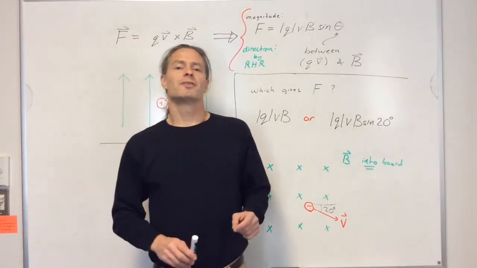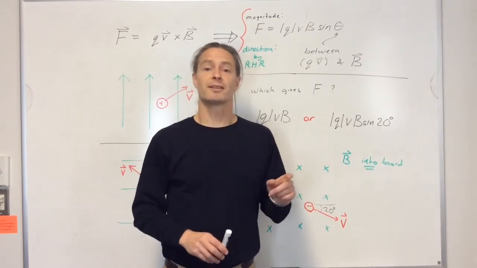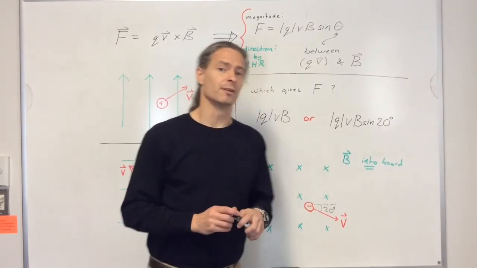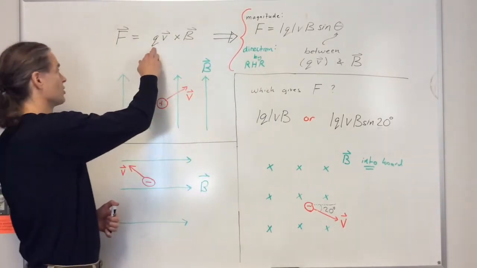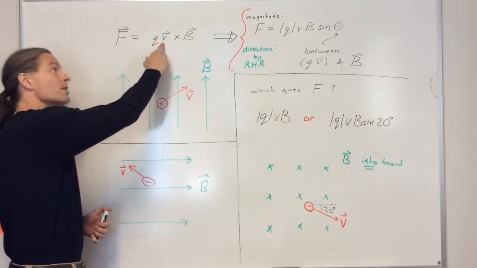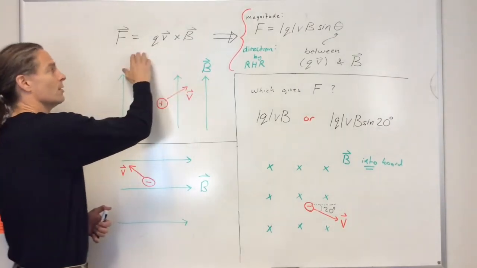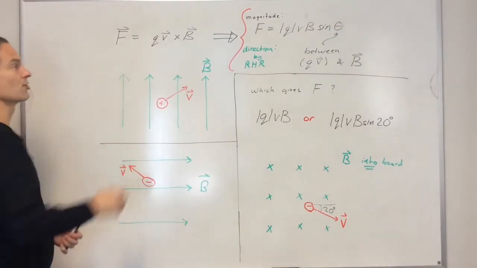Today I want to talk about how to calculate the magnitude and direction of a magnetic force acting on a charge moving through a magnetic field, and to do a few examples with that. So, imagine we've got some charge Q, which could be positive or negative, moving with a velocity vector V through a magnetic field B. Well, this cross product gives the expression for the magnetic force acting on that charge.